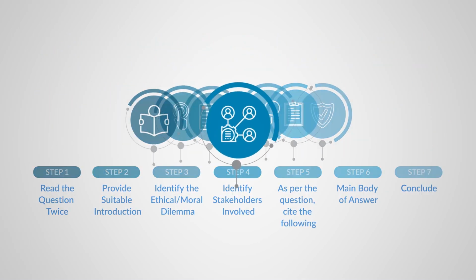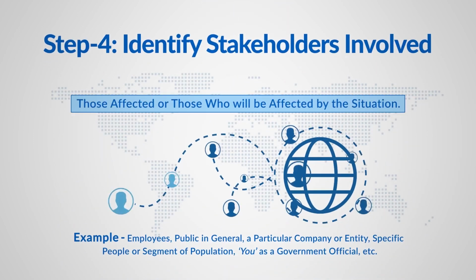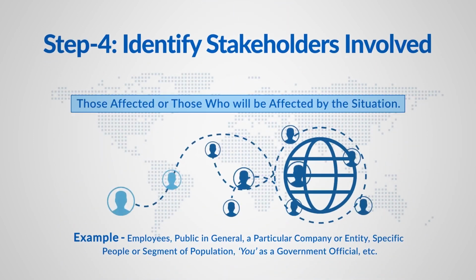Now that we have identified the ethical or the moral dilemma at hand, we need to account for the stakeholders. Stakeholders are the people who are being directly or indirectly affected by the current situation. So, step number 4 would be to identify all of them. Common examples include employees, the public in general, or a particular segment of the population. So, we need to identify all of them.